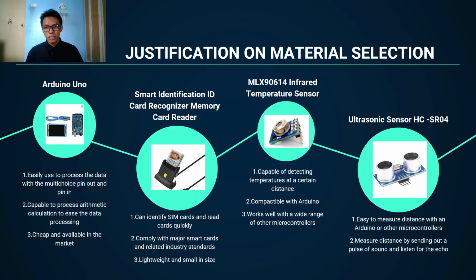So the good thing is the temperature sensor uses infrared. When the user produces heat, the infrared will detect the amplitude of the infrared content. So it can give the value of the temperature by detecting the amplitude of the infrared.